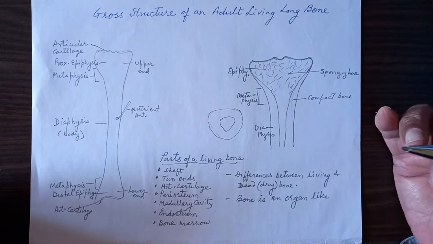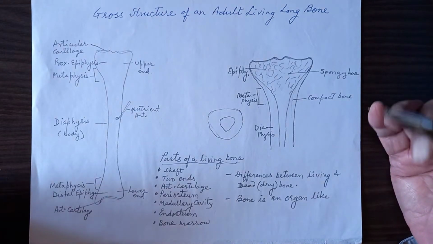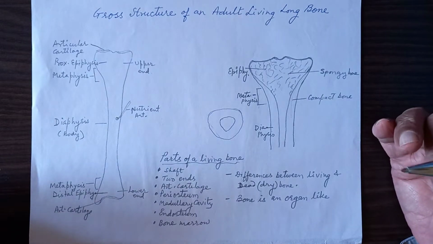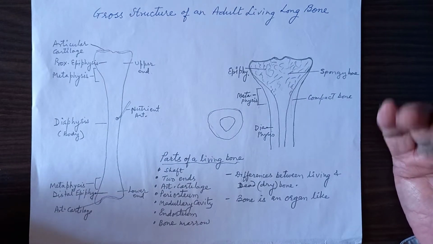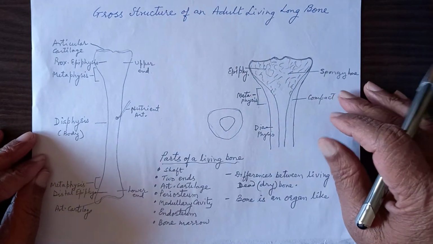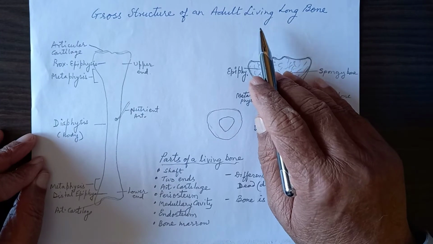I think I have already uploaded a video for the developing long bone. This is for the adult long bone which has completely developed, okay, and the living long bone. Why am I using the word living?